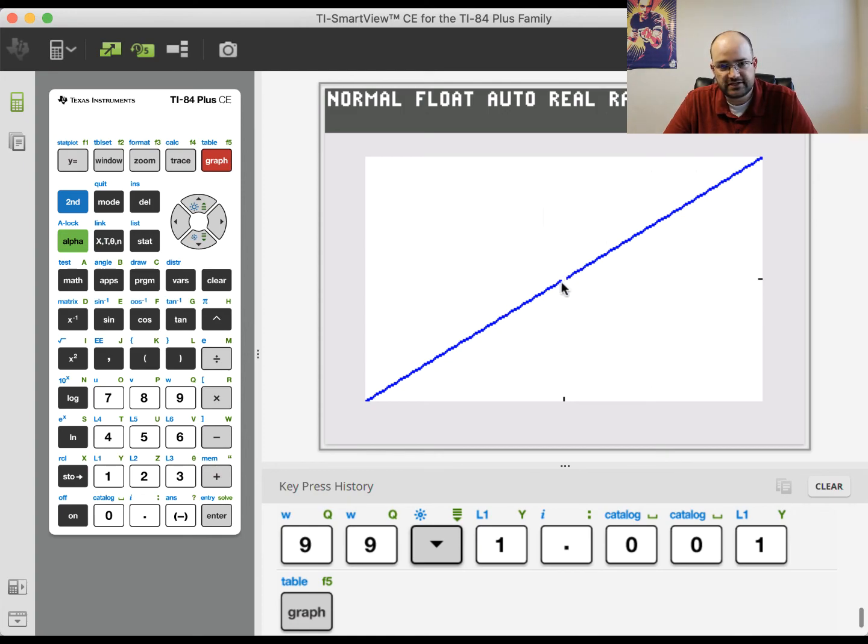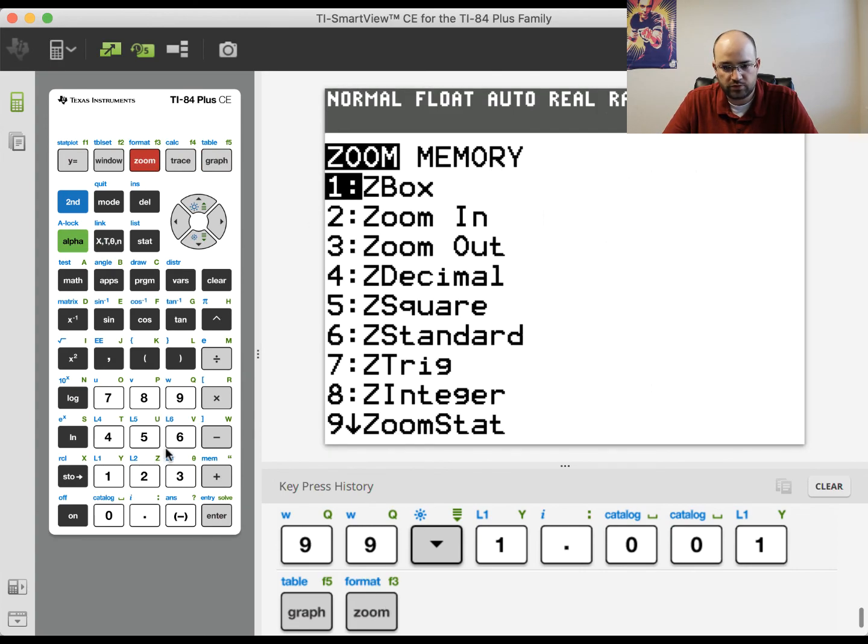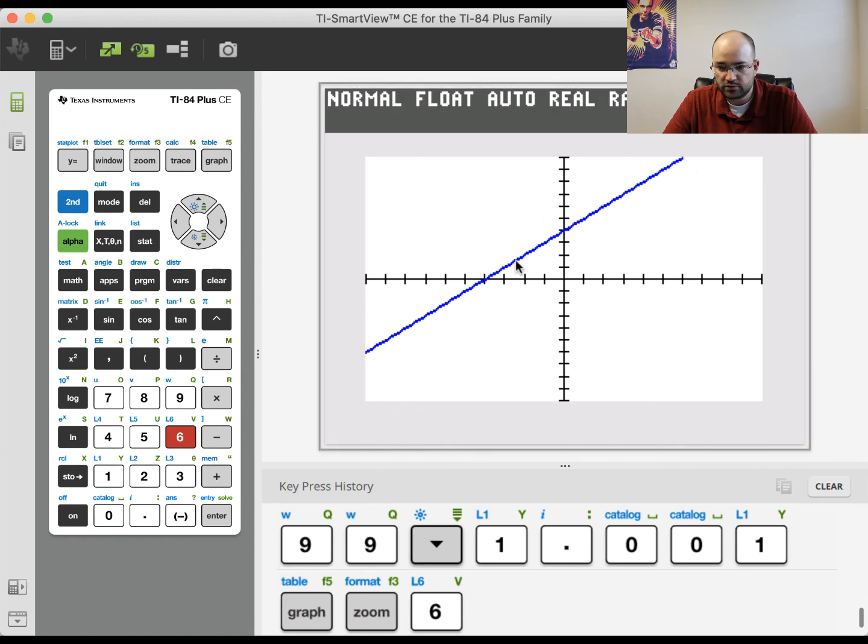Okay, and the reason I say that is so that you can understand what's happening. An open circle will indicate that there is a hole in the graph. And in fact, what you'll actually see is something like this with a hole in the graph right here at negative 3, 1.